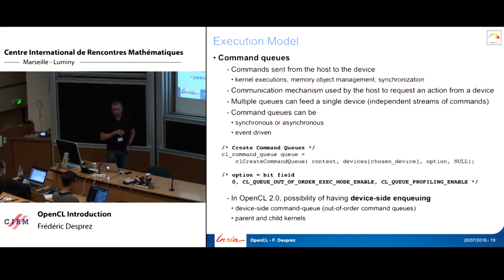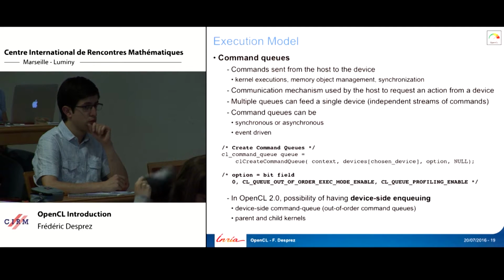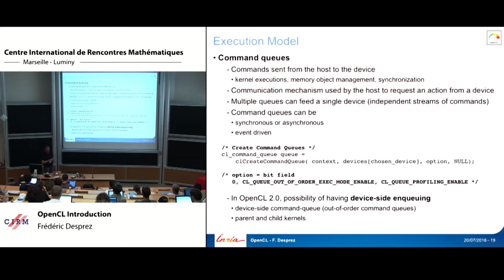You can have several queues. You can define several queues and they can operate in parallel, so these will be independent threads of commands. And they can be synchronous or asynchronous, and they can be event-driven. So if you want to have these commands built like a DAG, for example, you can have some dependencies between the commands thanks to the events.